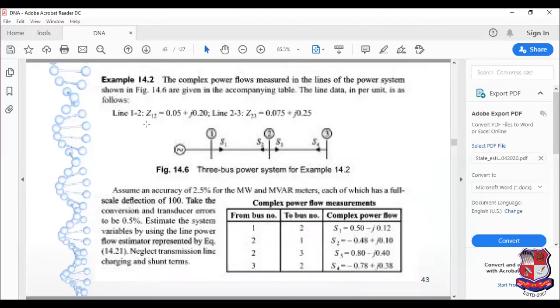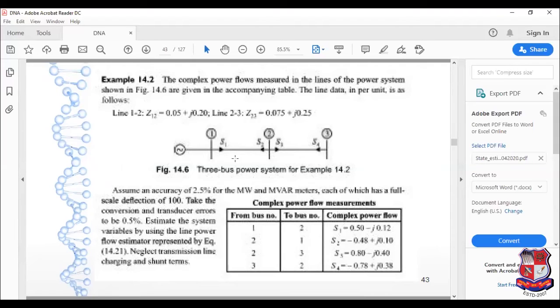The impedance between bus number 1 and bus number 2 is 0.05 plus j0.2. From 2 to 3, that is 0.075 plus j0.25. So this is the impedance of this line and this line.